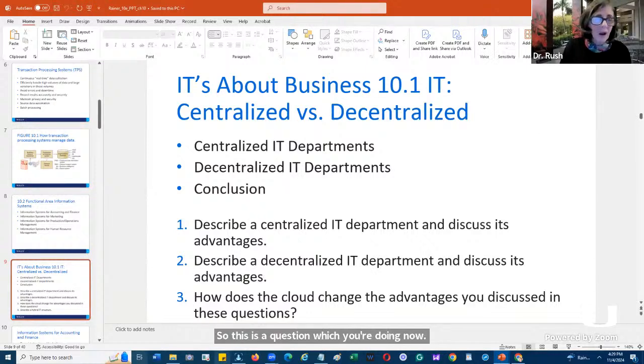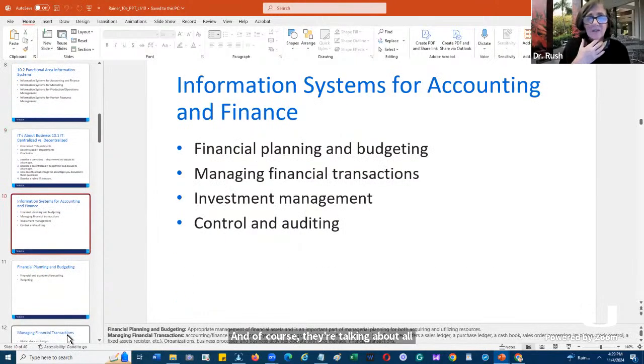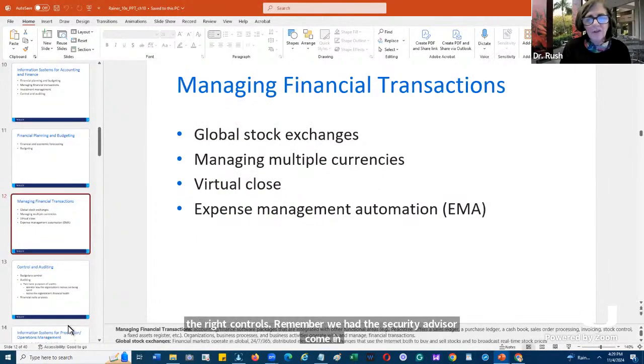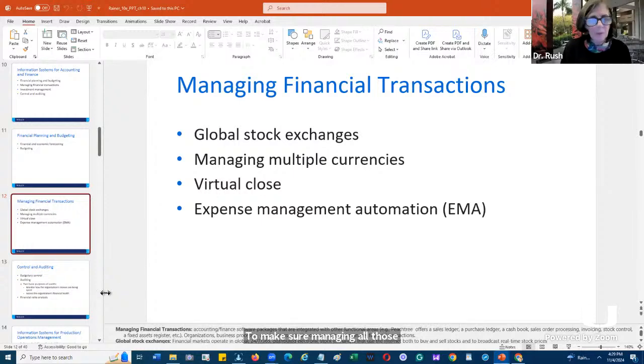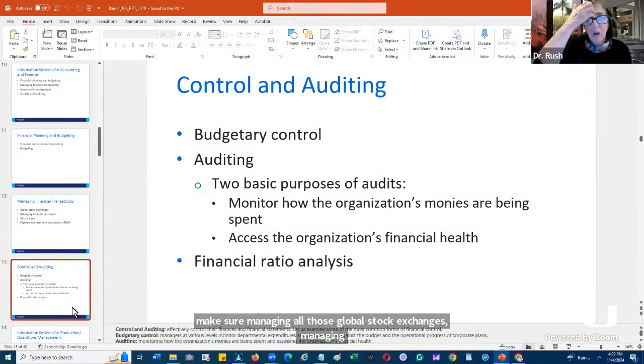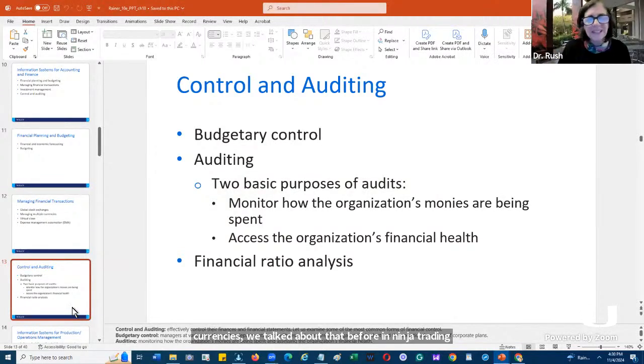And of course, they're talking about all of this being in the cloud. There are disadvantages of the cloud too. So the information systems for accounting and management are also going to be pulled together: financial planning, financial transactions, investments, control and auditing, seeing what everyone has done, making sure there's no fraud, and that people have the right controls. Remember, we had the security advisor come in. Managing all those global stock exchanges, managing multiple currencies, we talked about that before in Ninja Trading. We talked about financial ratio analysis. All of this can be done with the help of Gen AI.